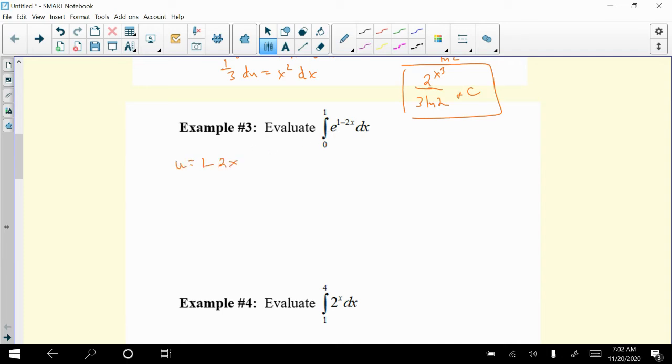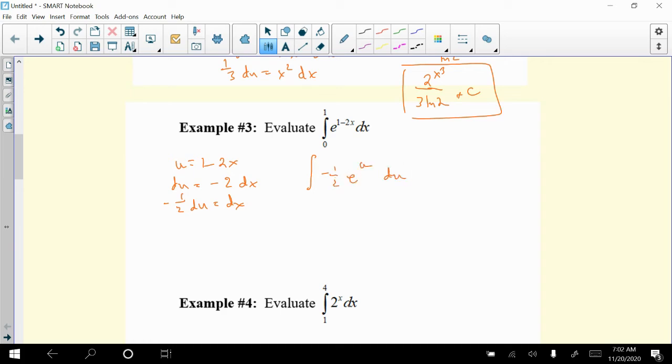So let's let u equal 1 minus 2x. So that means du is negative 2 dx. And again, we just have a dx. So negative 1/2 du is equal to dx. So now we're going to integrate negative 1/2, and there's our du. And it's just e to the u.